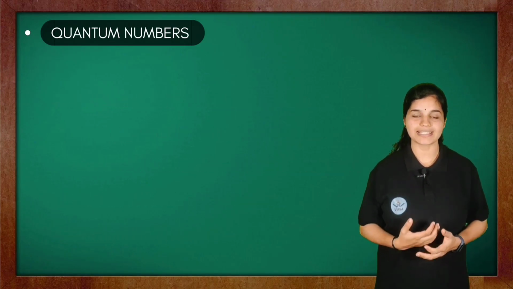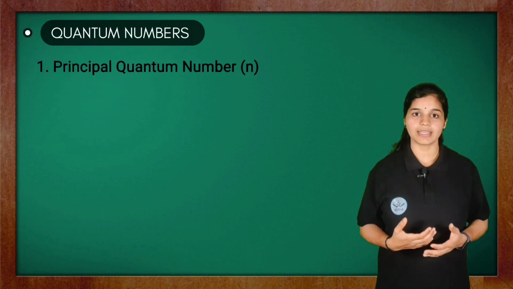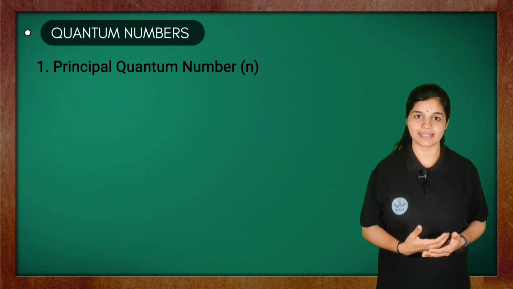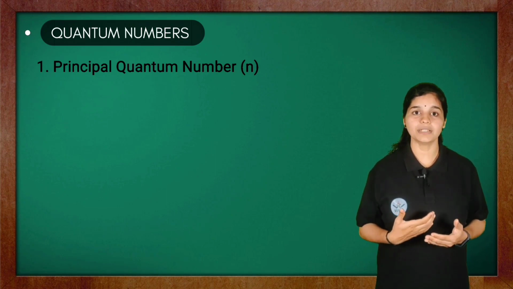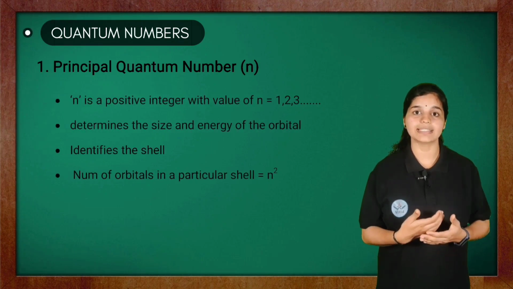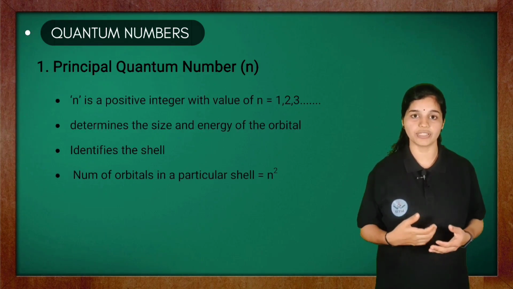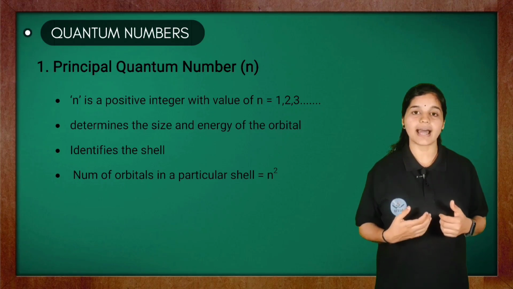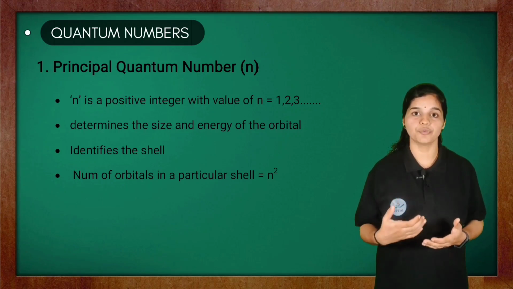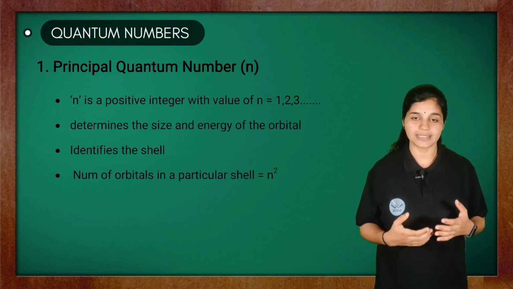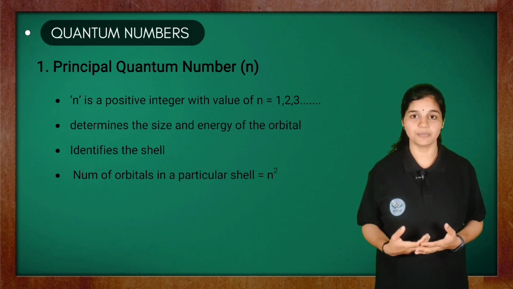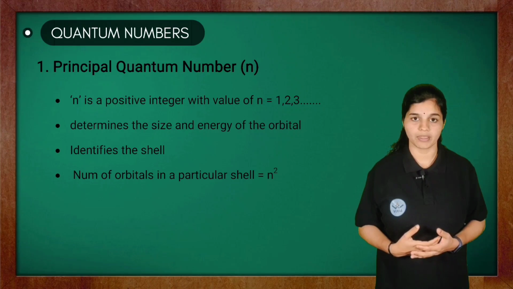Principal quantum number is represented by n. n is a positive integer with the value of n equal to 1, 2, 3, and so on. Principal quantum number determines the size and energy of the orbital. It identifies the shell to which an electron belongs. The number of orbitals in a particular shell is given by n square.